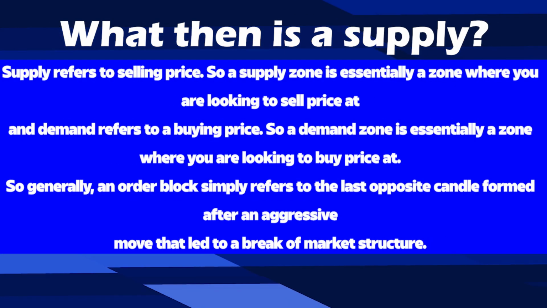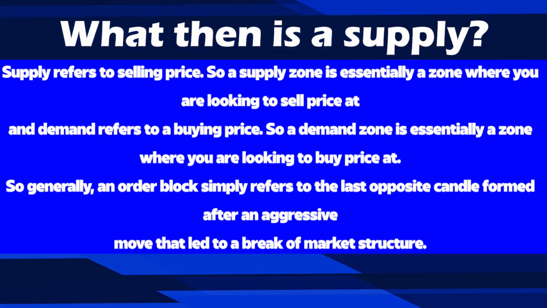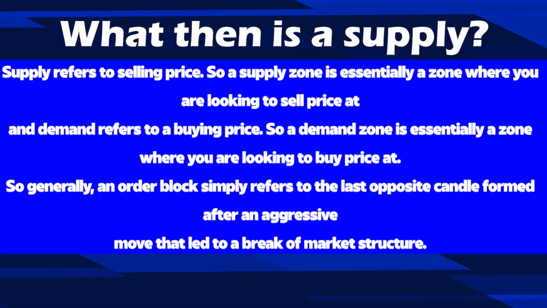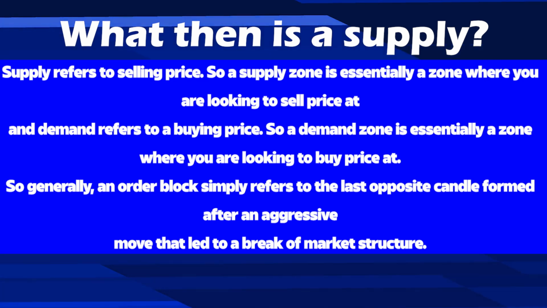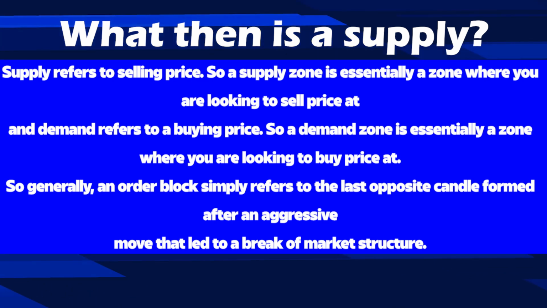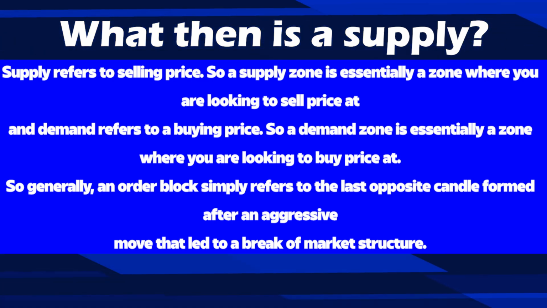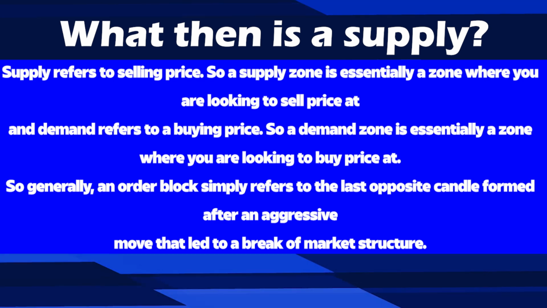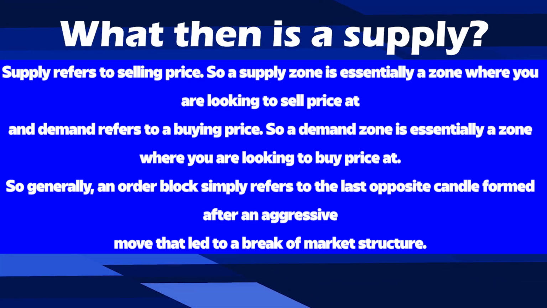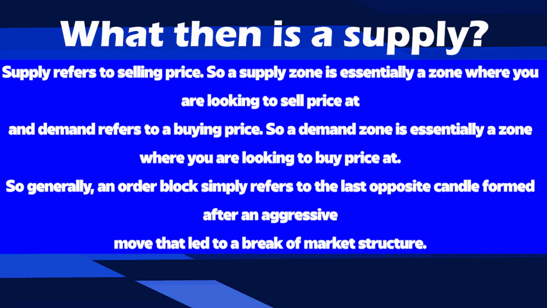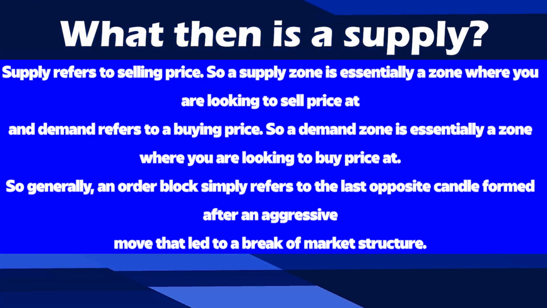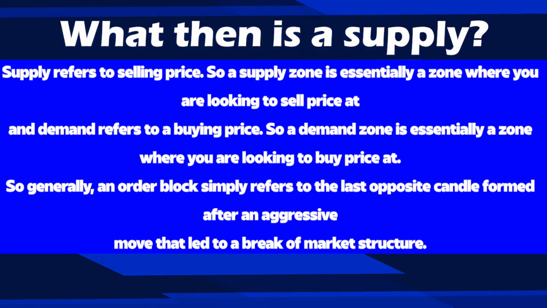So what then is a supply? Supply refers to selling price. So a supply zone is essentially a zone where you are looking to sell price at. And demand refers to a buying price. So a demand zone is essentially a zone where you are looking to buy price at. So generally, an order block simply refers to the last opposite candle formed after an aggressive move that led to a break of market structure.